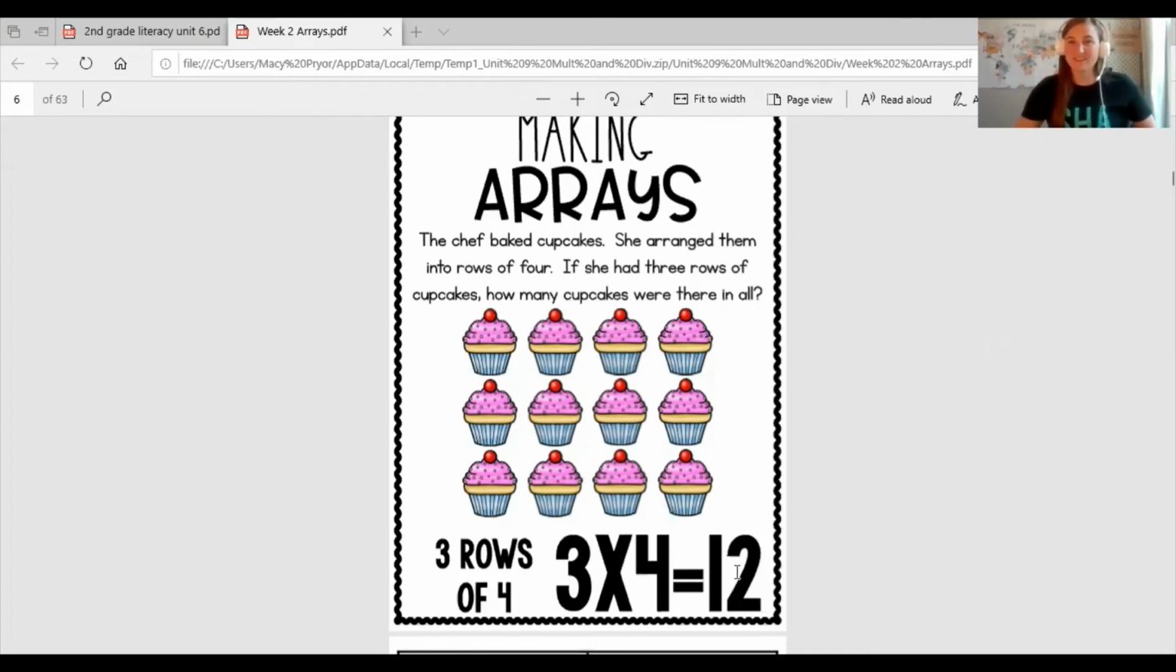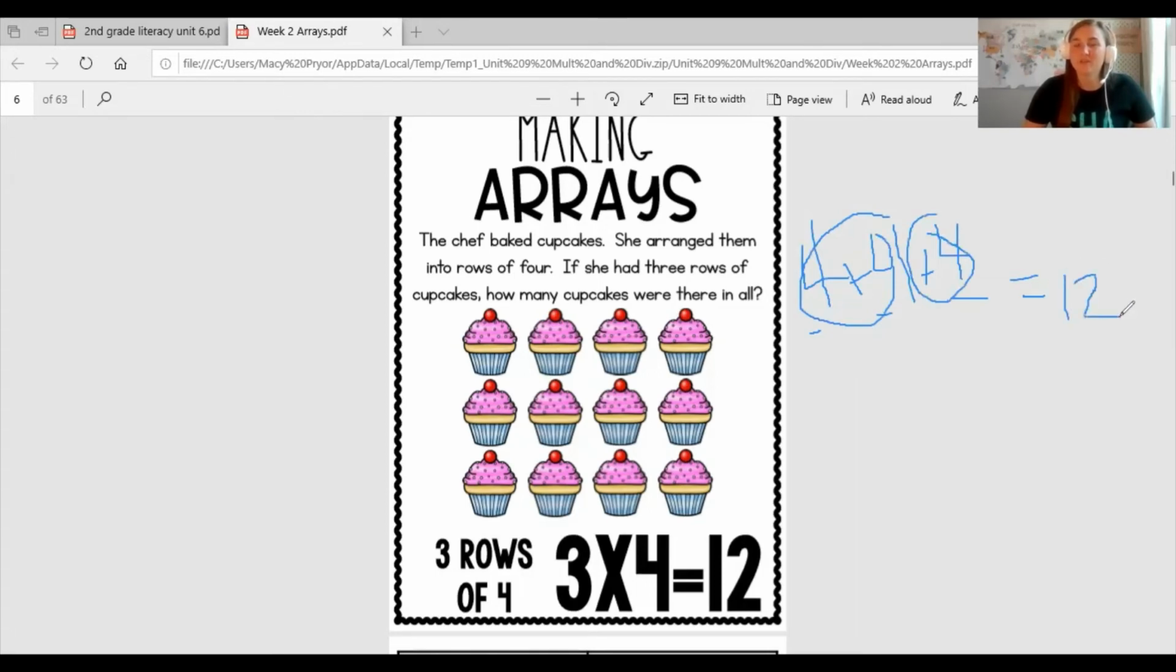So before we get started, I want to review repeated addition. So I have 3 rows of 4. So that would be 4 plus 4 plus 4. I have 3 rows of 4. So I know that 4 plus 4 is 8, and 8 plus 4 is 12. So my answer is 12. Now, I can also state it as 3 rows of 4.